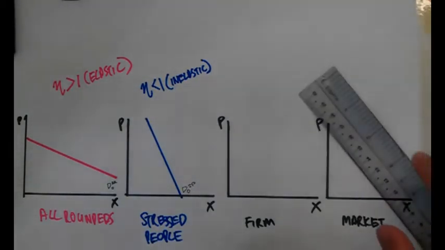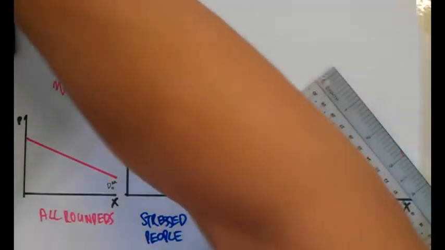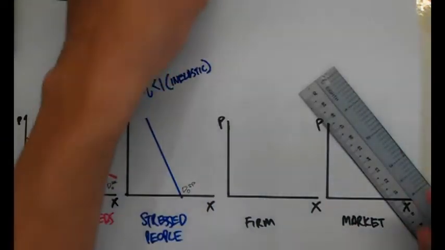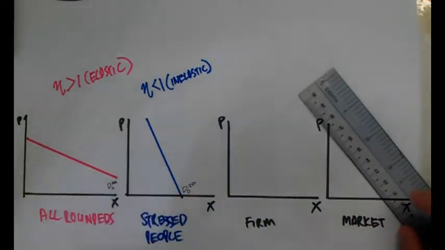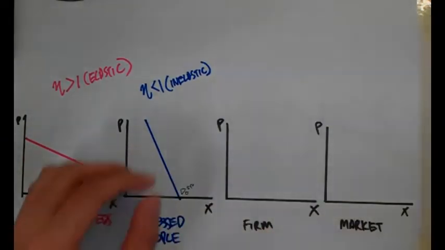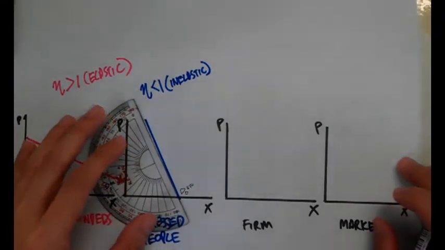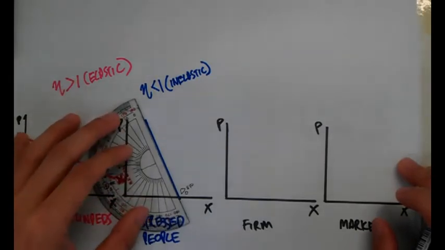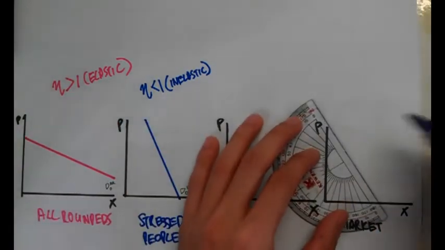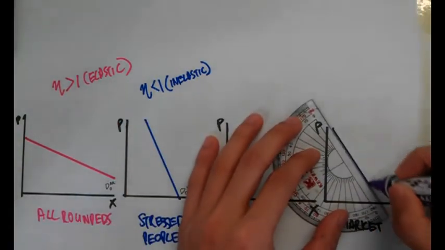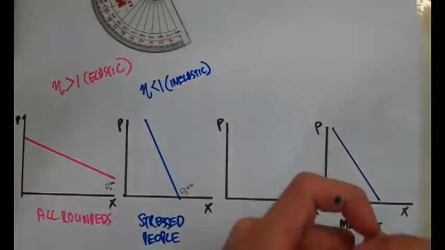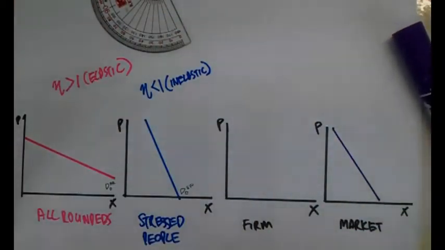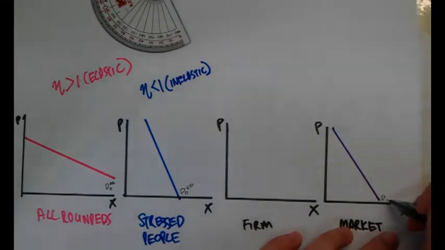Now I'm going to draw my demand curve for the market, and overall it is going to be inelastic. I'm going to make sure that it's a little bit less steep than the stressed people's curve, because it has been factored in by the elastic all-rounders, probably something like this. So I'm going to draw my demand curve downwards, and I'm just going to denote it as D naught.